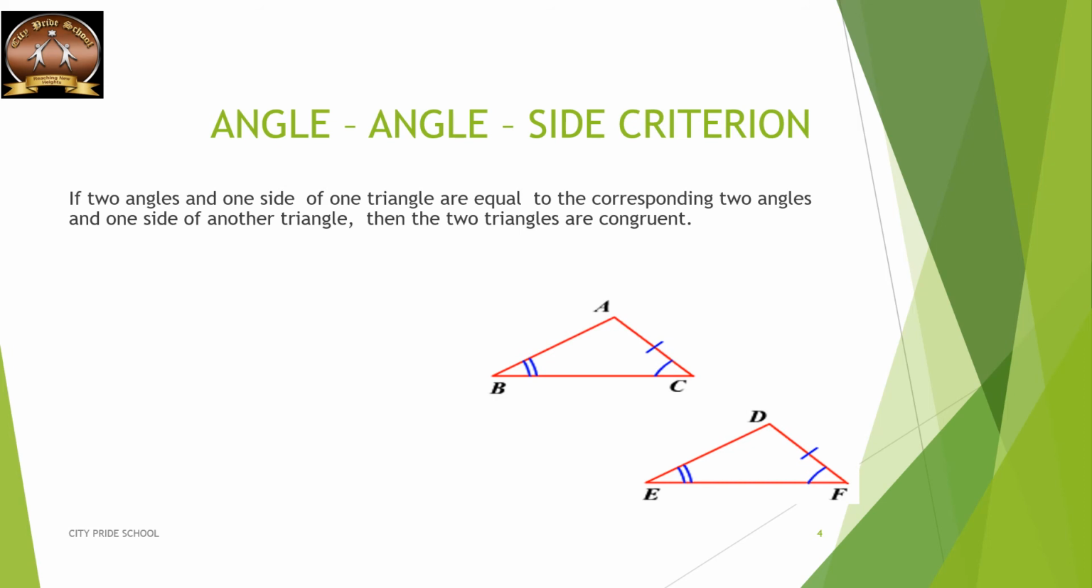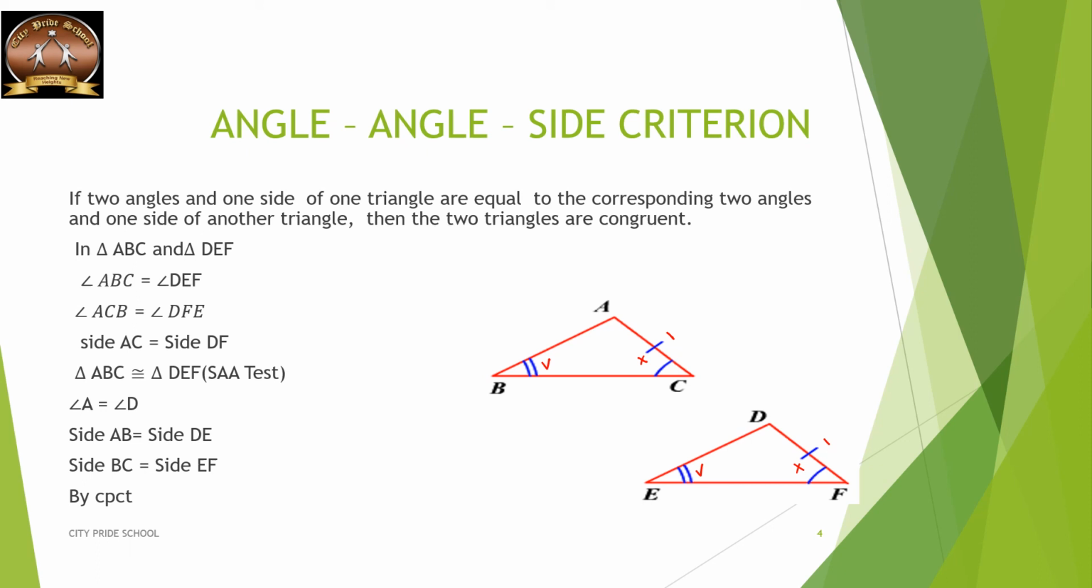So let us take an example. That is, I have taken a triangle ABC and DEF. Here angle B is equal to angle E, angle C is equal to angle F, and side AC is equal to side DF. Okay, so now the two triangles will be congruent by SAA or AAS test.